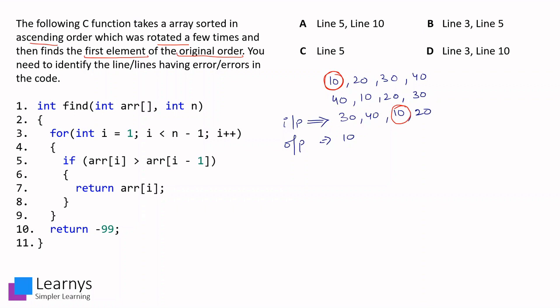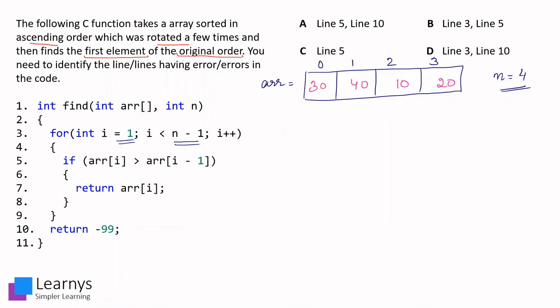So they are trying to run a loop from i equals 1 till i is less than n minus 1. Let us have a dry run of this program. Let's say I have the array arr elements as 30, 40, 10 and 20, and n size is 4. Then my loop should work from i equals 1, that is value 40, till i less than n minus 1. So n minus 1 will be 3, and less than n minus 1 means it will only work till over here. So it will work for 40 and 10.